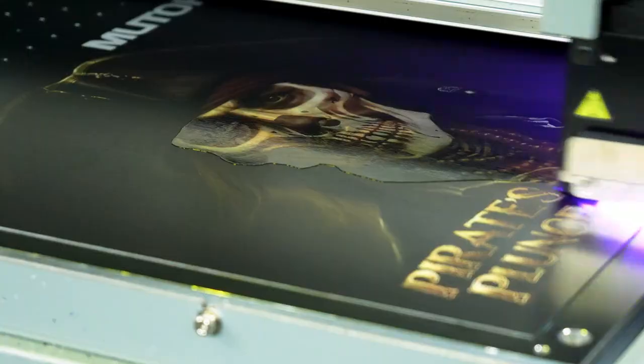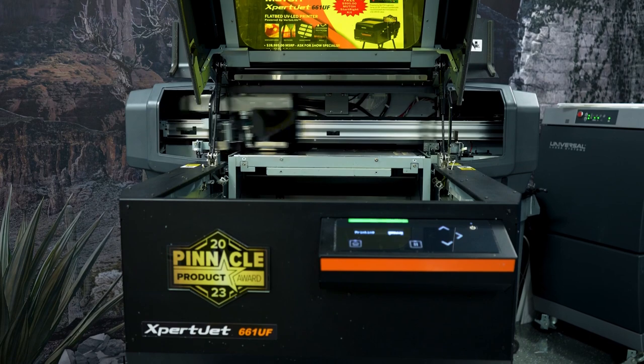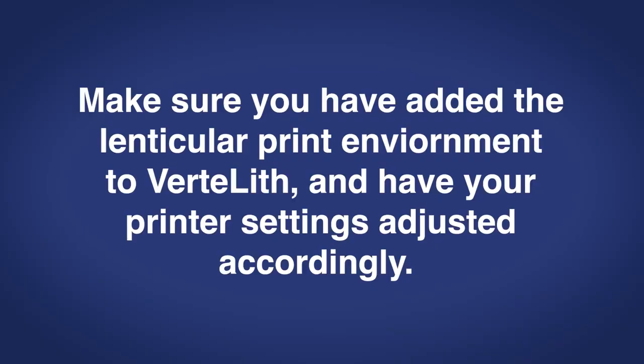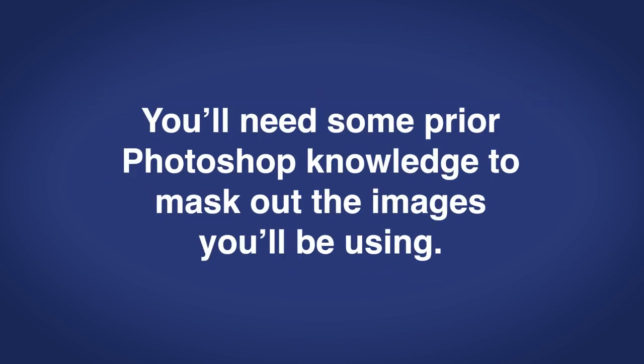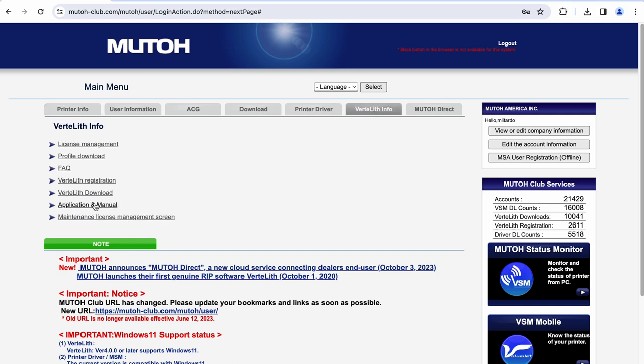Today I'll guide you step by step on how to create a spot lenticular file in Photoshop and print it using your XpertJet 661 UF. Make sure you have added the lenticular print environment to VerteLith before starting and have your printer settings adjusted accordingly. You'll need some prior Photoshop knowledge to mask out the images you'll be using. The print environment, printer settings, and Photoshop templates you'll need can be found in your Mutoh Club account.